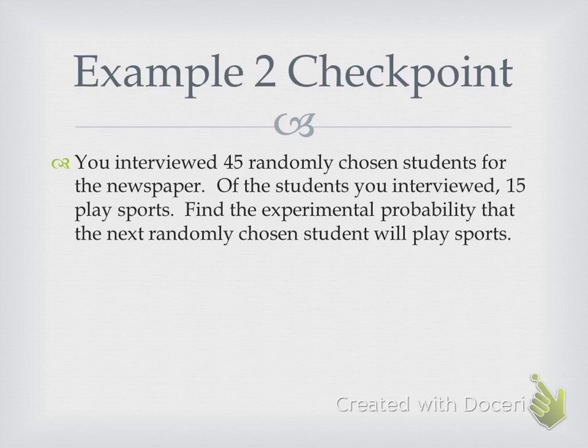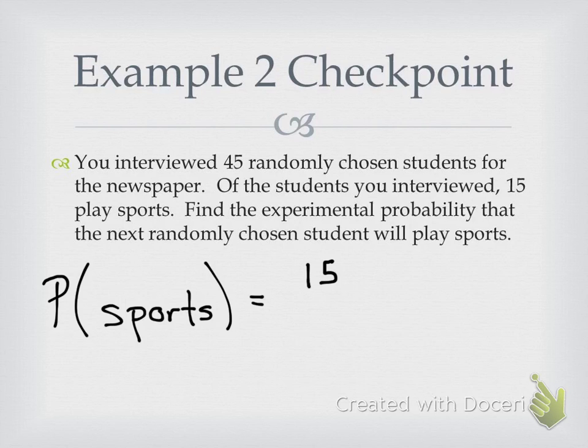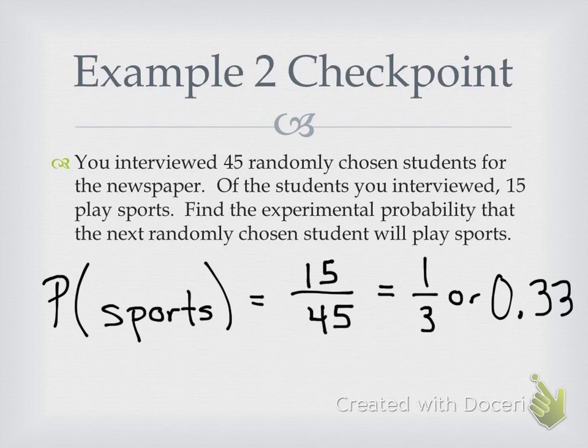Let's go ahead and find experimental probability for this problem. Go ahead and set it up and see if you can find the answer. Again, round to the nearest hundredth if you need to. So probability that the next student plays sports. How many play sports? 15. Over how many total? 45. So that's going to be 1/3 or 0.33. Did you get it? Pretty easy so far? Y'all doing okay?